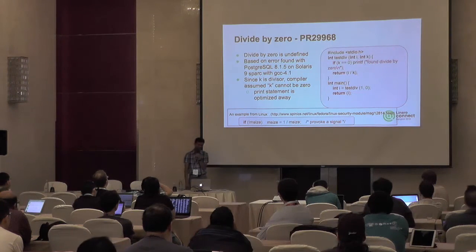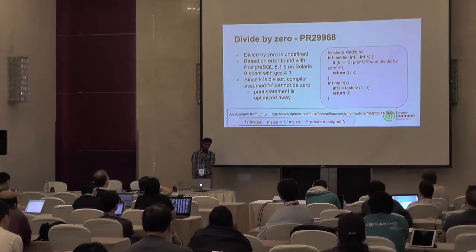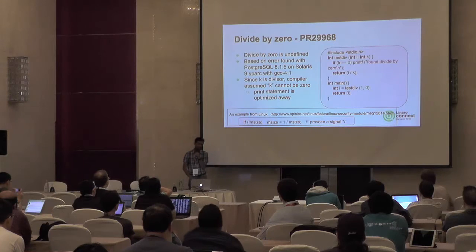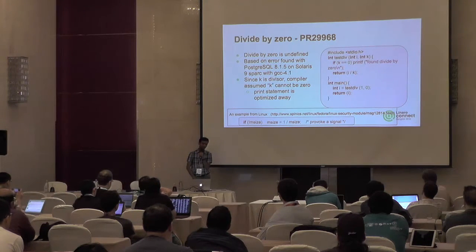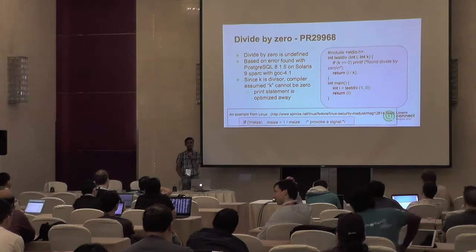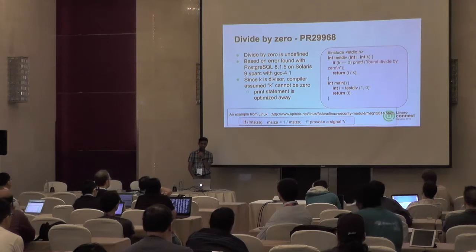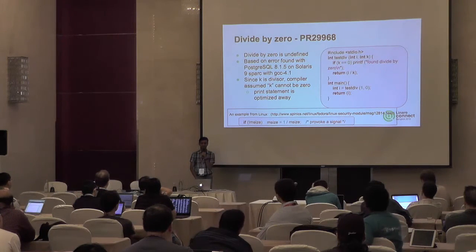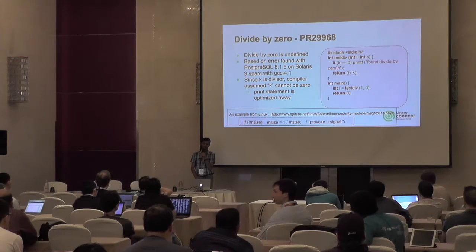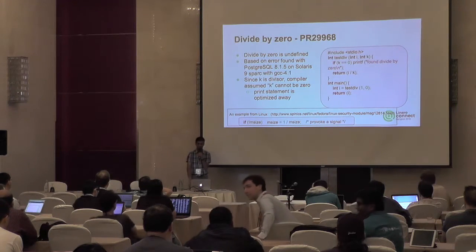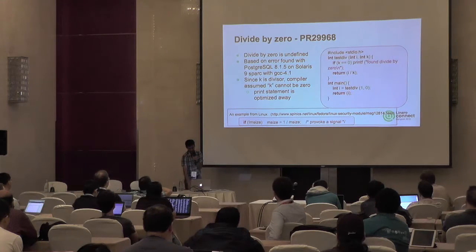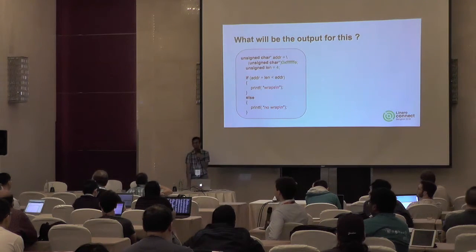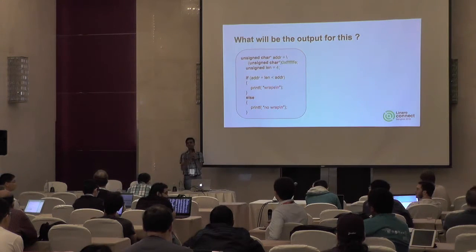There's also a famous example from the Linux kernel, where they were trying to see whether msize is 0, and if msize is 0, they wanted to provoke a signal. But again, since you are dividing, the compiler assumed that msize cannot be 0 and optimized away the whole code. Exactly, yeah. That's one of the reasons why it's made undefined by the standard.